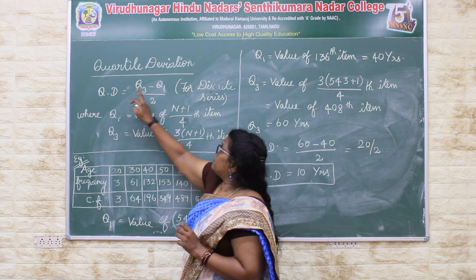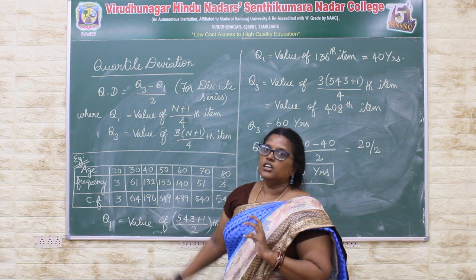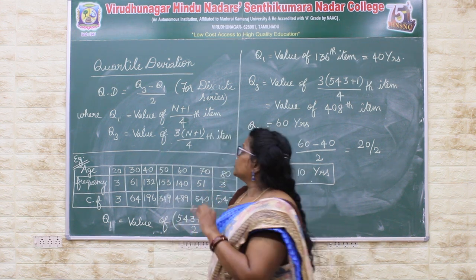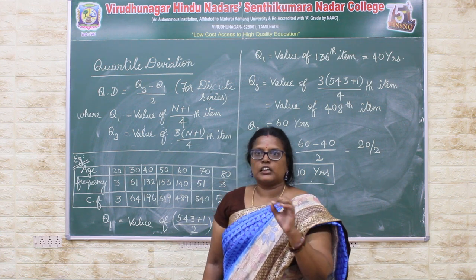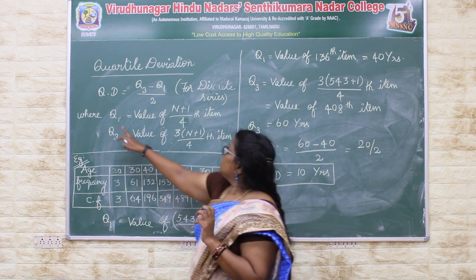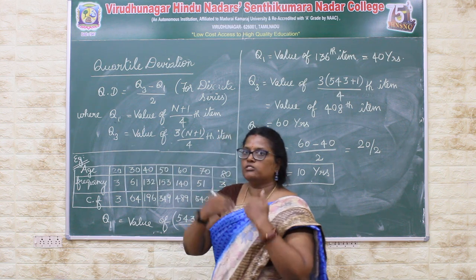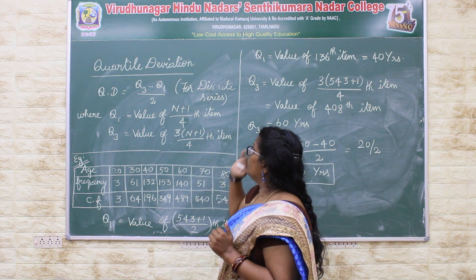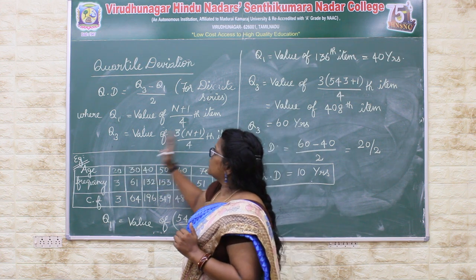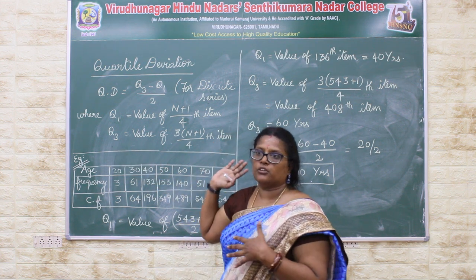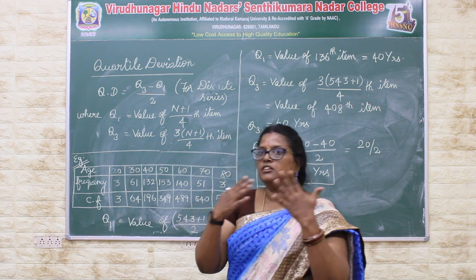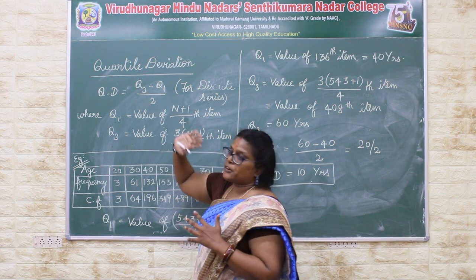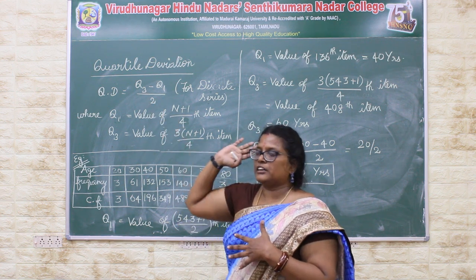So the formula for quartile deviation is (Q3 minus Q1) divided by 2, where Q3 is the third quartile and Q1 is the first quartile. Q2 is the second quartile, which is nothing but the median. Q1 is the value of the (n plus 1) divided by 4 th item, and Q3 is the value of the 3 times (n plus 1) divided by 4 th item. So first we have to find Q1 and Q3, then substitute them in the formula to find the quartile deviation.